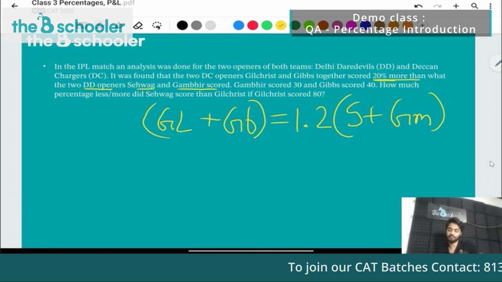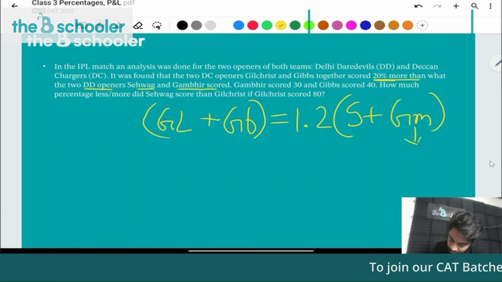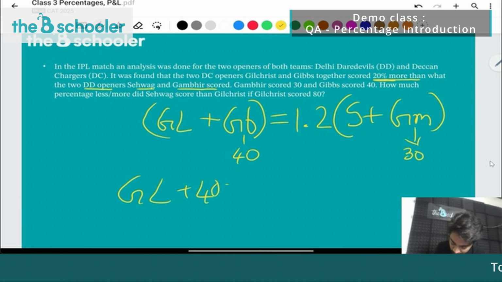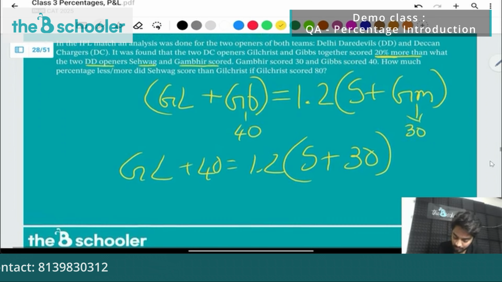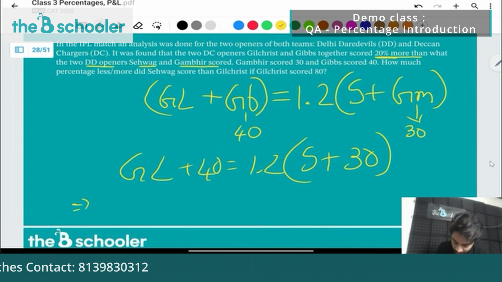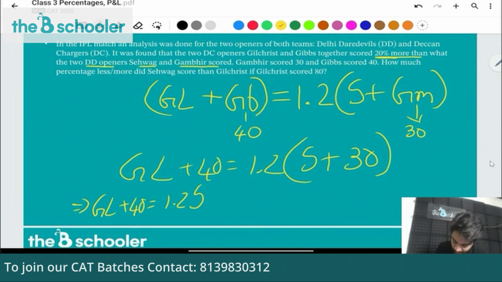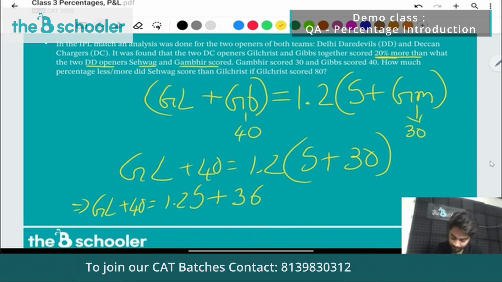Is that clear? Now what is told? Gambhir scored 30, so I can replace this by 30. Gibbs scored 40. That means GL plus 40 is equal to 1.2 times Sehwag score plus 30. Is that clear? So now if I open the brackets, GL plus 40 is equal to 1.2 times Sehwag plus 1.2 into 30, which is going to be 36.